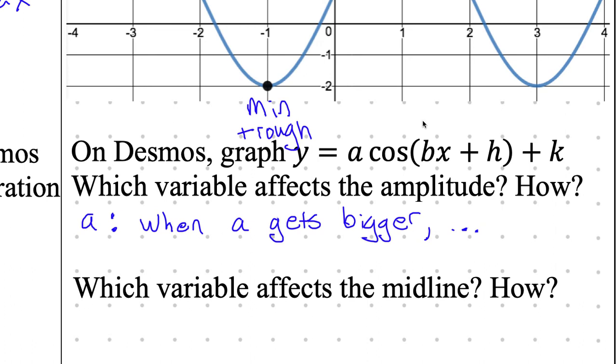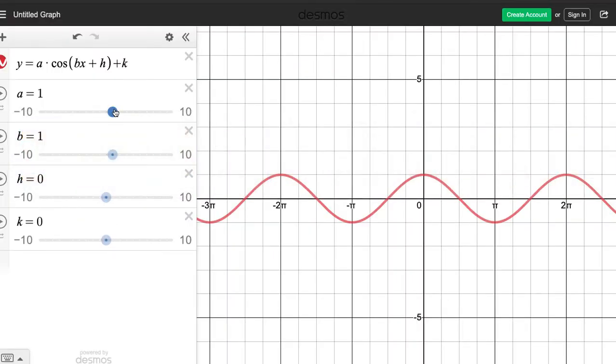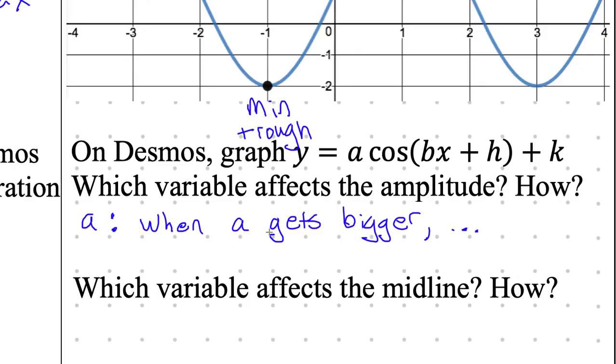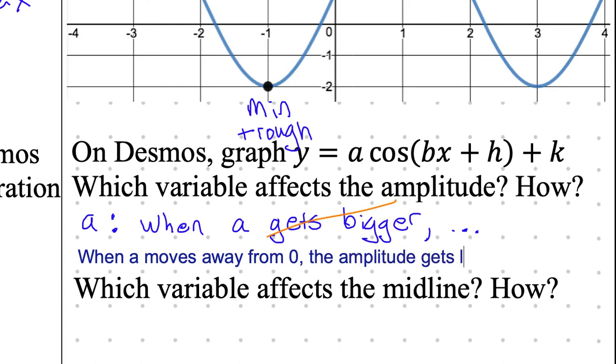All right. Yeah, Beverly. When A moves away from 0, the amplitude gets... So moves away from 0 that way or moves away from 0 that way? Okay. So when A moves away from 0, the amplitude gets larger, bigger. Do you want to use bigger or larger? Okay. Cool. Does anyone else want to add or edit that statement?